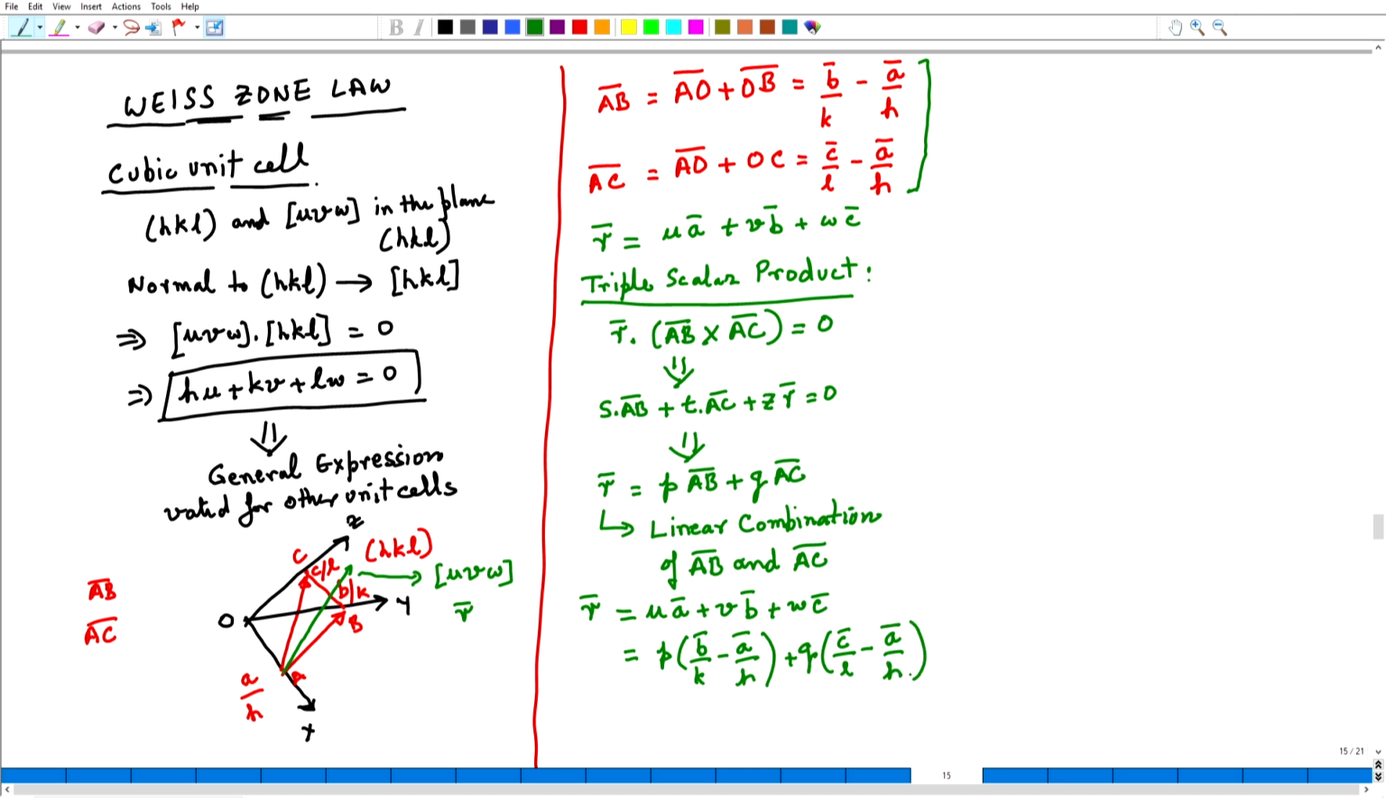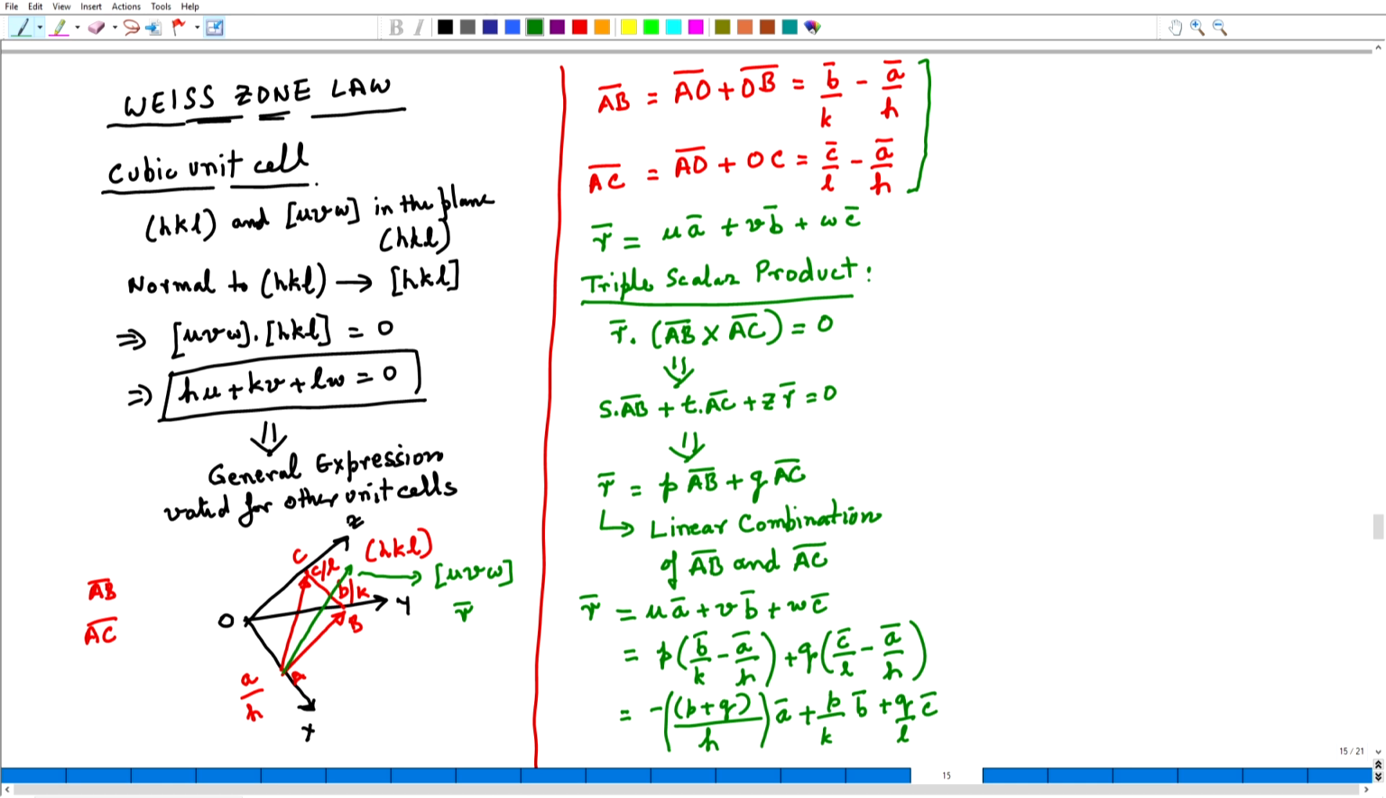A by H. Let us rearrange these terms, and this will become minus P plus Q divided by H, and this whole thing multiplied by the vector A, plus I can have another term which would be P upon K times the vector B, and a third term, Q upon L times the vector C.